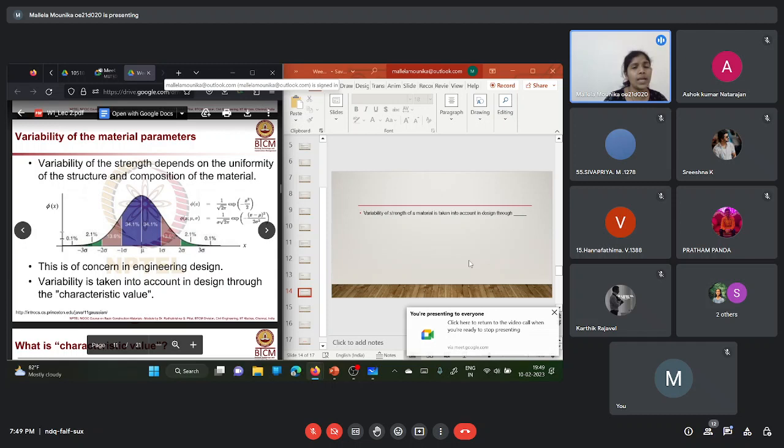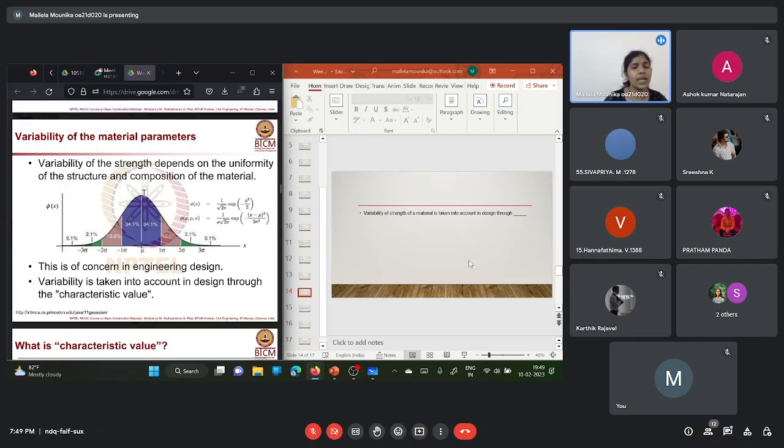This is the normal distribution curve. Suppose on the y-axis you have the number of tests you have done, versus on the x-axis you have this strength. With this normal distribution from doing n number of tests, you can see this pink line. We can say that this is the mean value.